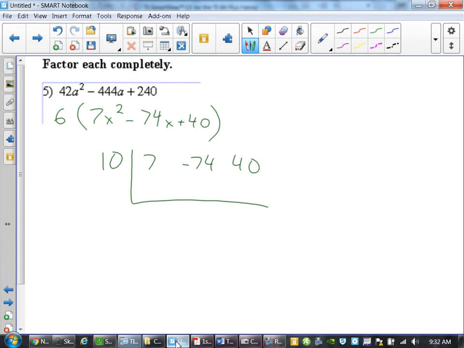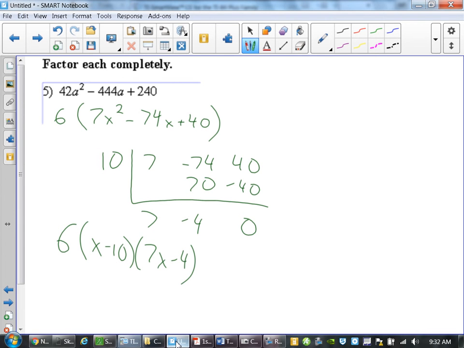Cheat codes. That's what these are. These are cheat codes. So if 10 is a 0, the term becomes, you have 6, then you have x minus 10, and what are you left with? 7x minus 4. Go to the next problem.